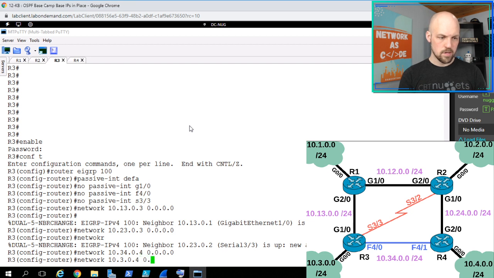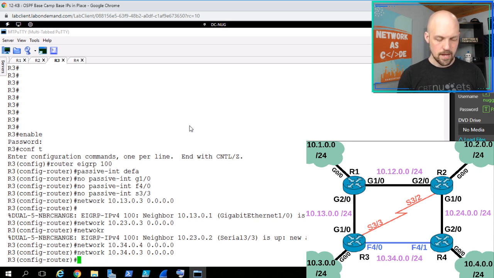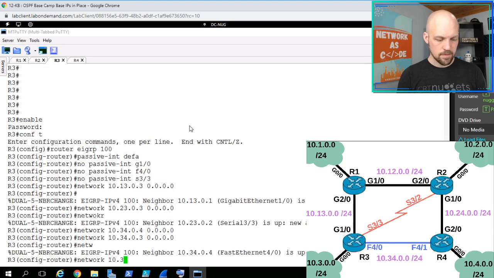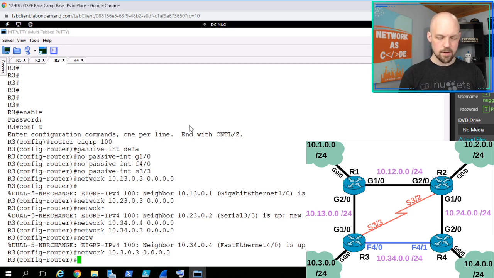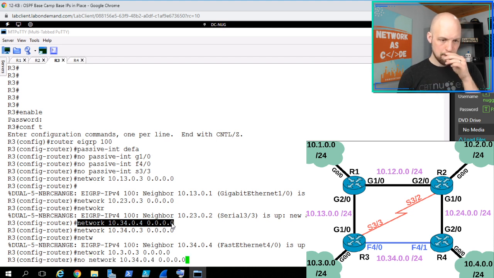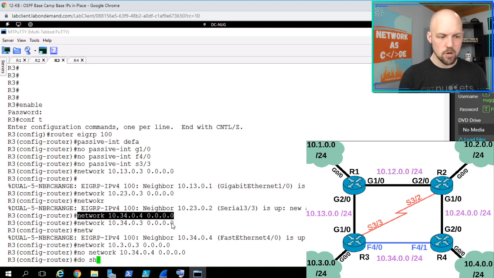10.3.0.4. Oh no, I did 4. I wasn't paying attention. 3. And now network 10.3.0.3. All right, and we'll go ahead and get rid of the bad network statement that I put in there. All right, do show run.